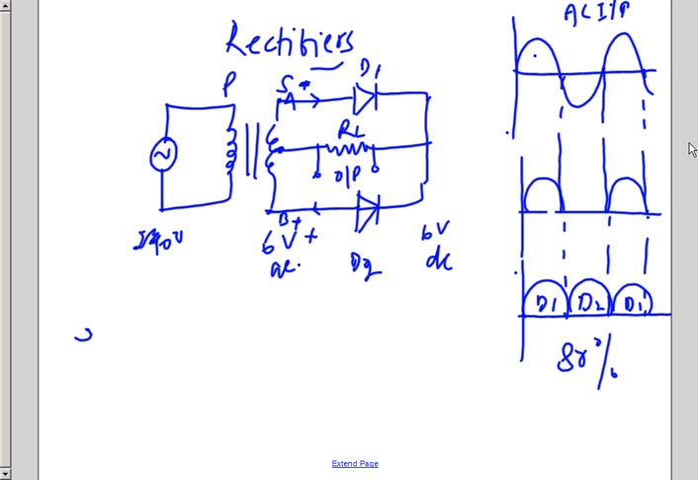So this is all about rectifiers, which convert alternating current to direct current. But even if you take a bridge wave rectifier, the output which is coming as 80% 6 volt DC is again not in the form of pure DC. It is called pulsating DC. Pulsating means it will be a mixture of a little bit of AC and DC.